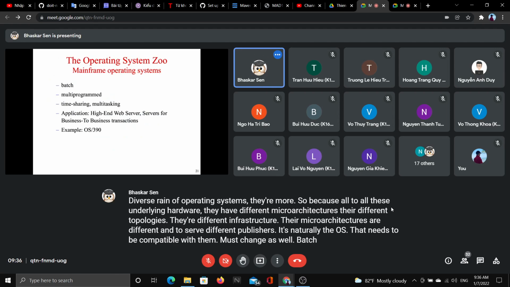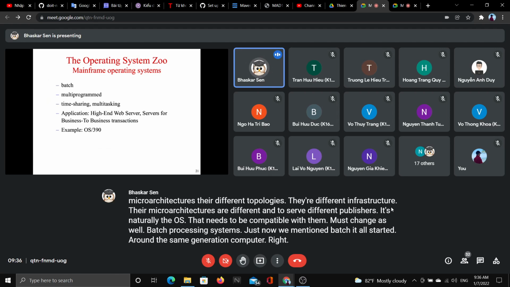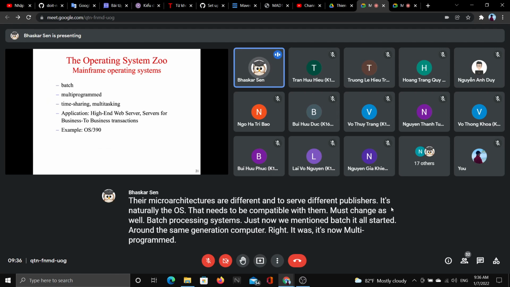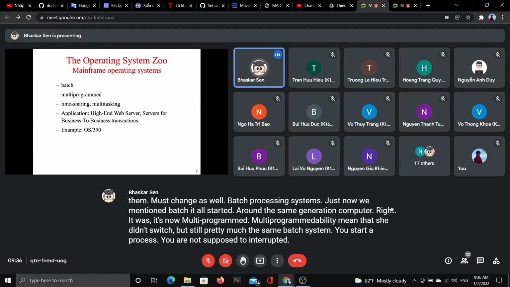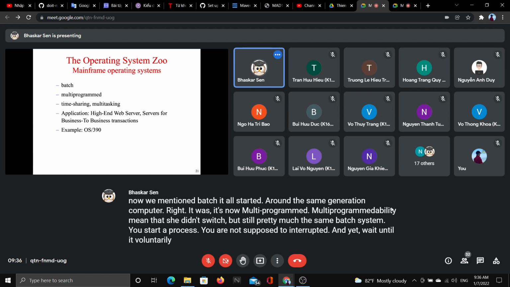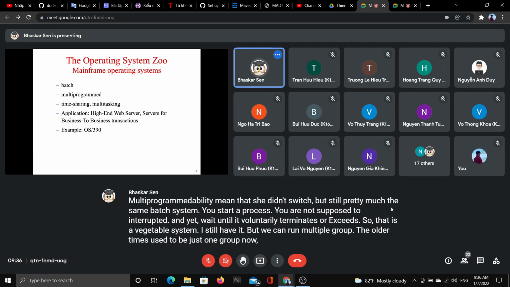Batch processing systems. Just now we mentioned batch. It all started around the second generation computer, right? It's now multi-programmed. Multi-programmed doesn't necessarily mean that you can switch, but it's still pretty much the same batch system. You start a process, you are not supposed to interrupt it, and you have to wait until it voluntarily terminates or exceeds. So that is a batch processing system. We still have it, but we can run multiple programs. In the older times, it used to be just one program. Now we can run multiple programs.